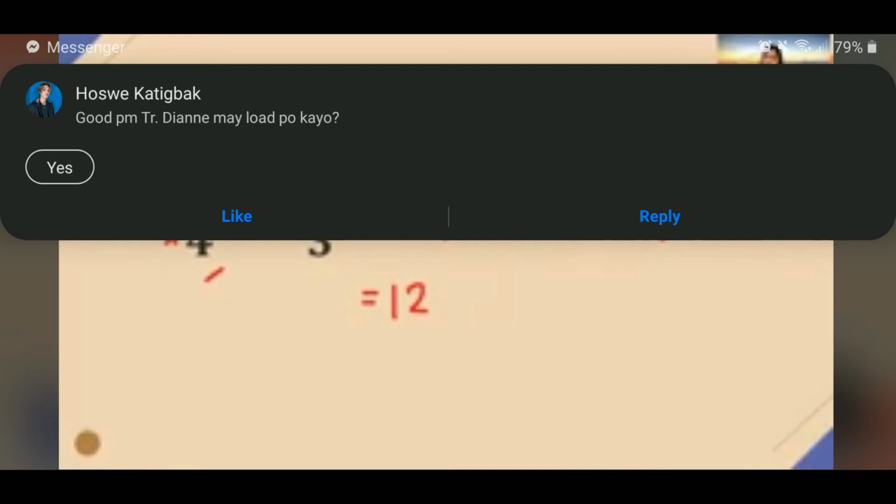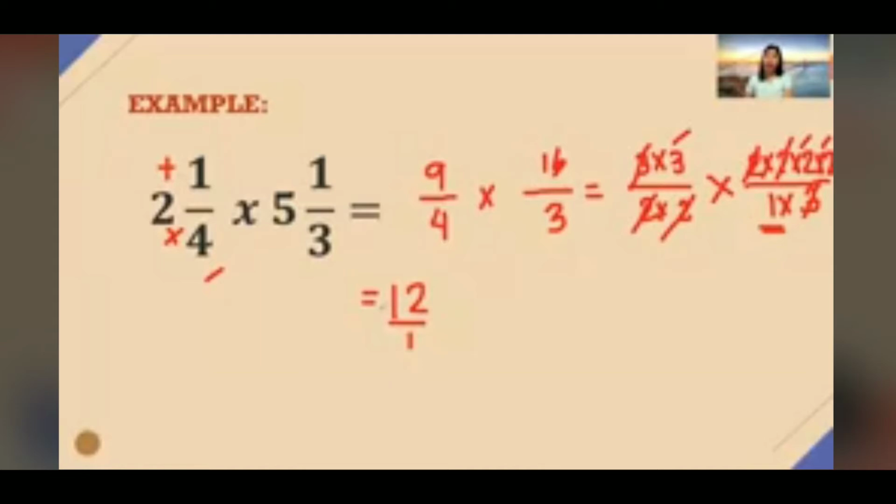here, we got 1 left. So, we will just simply copy it. And then, we may simplify our fraction by simply canceling the denominator since it is only 1. So, our final answer will be a whole number and that is 12. So, again, 2 and 1/4 of 5 and 1/3 is 12. Did you get it? Any questions? Clarifications? That's good to hear.